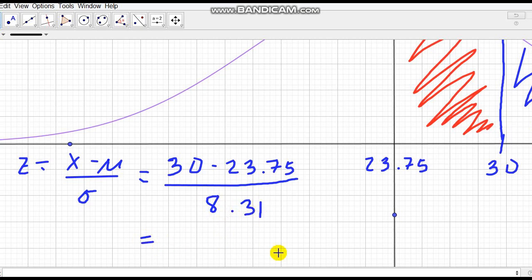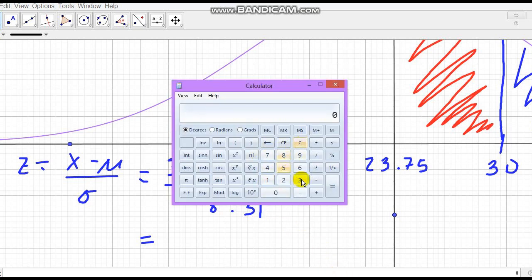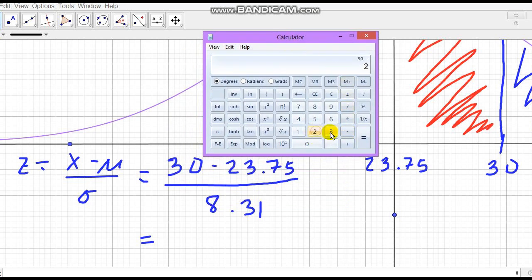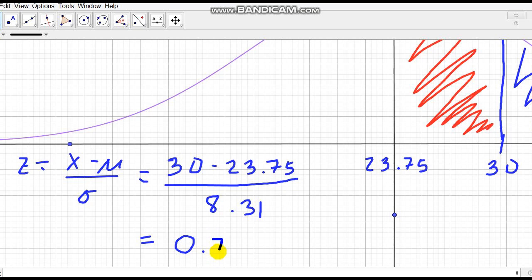8.31, and this is equal to, where's the calculator? There. 30 minus 23.75, that's 6.25 divided by 8.31. So it's 0.75210, or just simply 0.75. So this 30 here corresponds to 0.75.